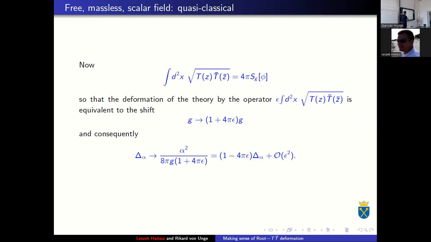So we do this is 4 pi times the original action, and adding such a deformation to the action results in changing the coefficient g. If you know the formula of the scaling dimension, before the deformation it is g, and after it is g plus epsilon. So you can compute up to first order in epsilon how the scaling dimension changes under this deformation.